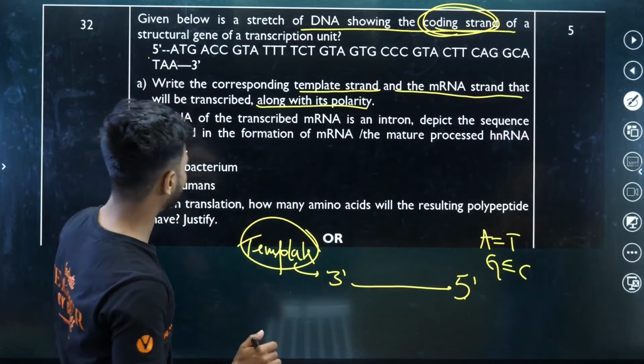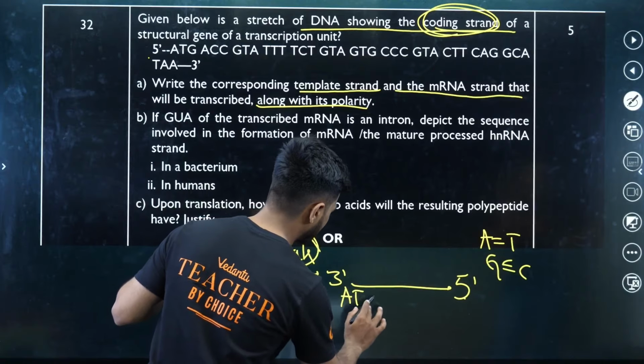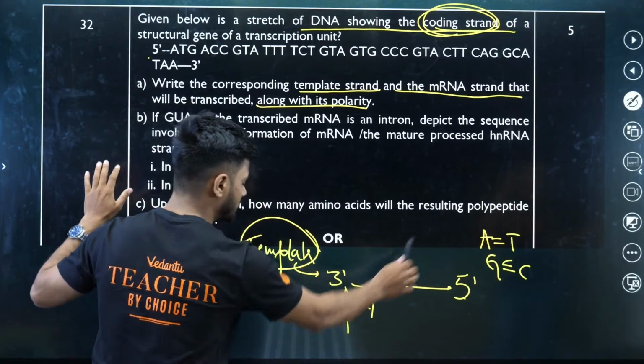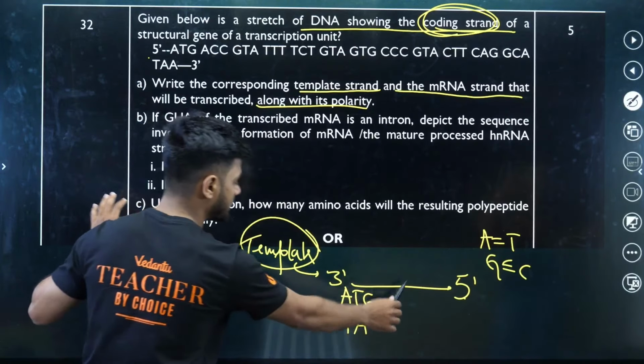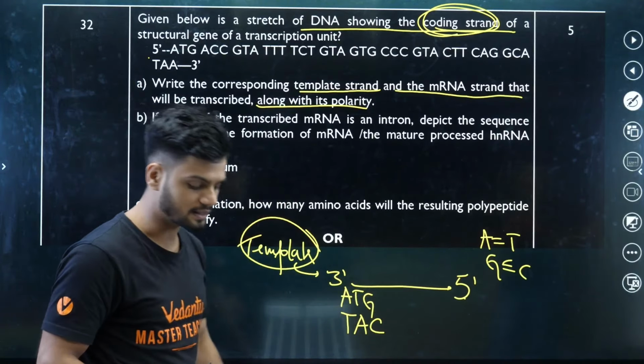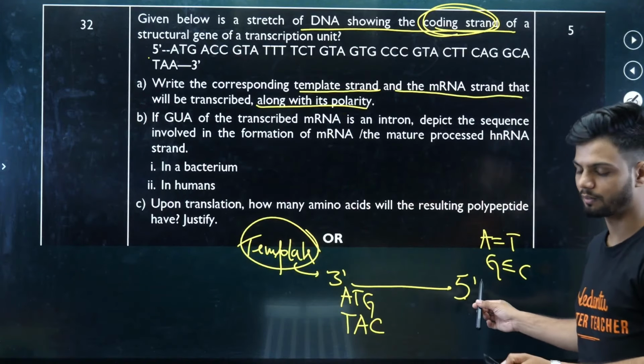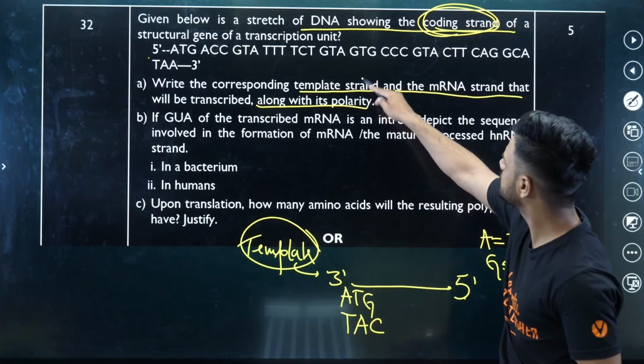For example, we have ATG here. So instead of A, we'll be adding T. Instead of T, we'll be adding A. And instead of G, we'll be adding C. That is the basic difference. Similarly, you're supposed to make the entire strand like this, one after another. The first answer is done.